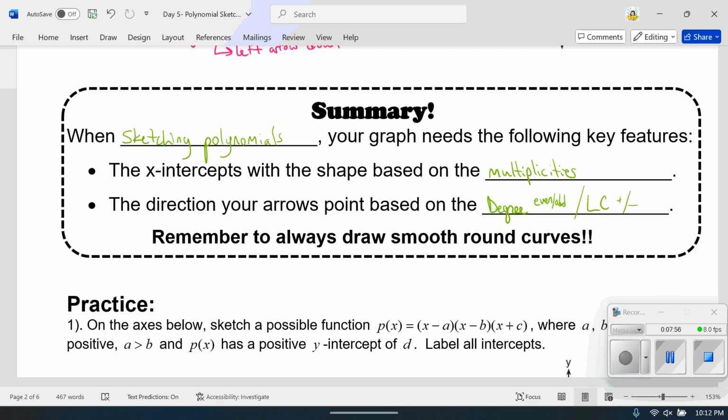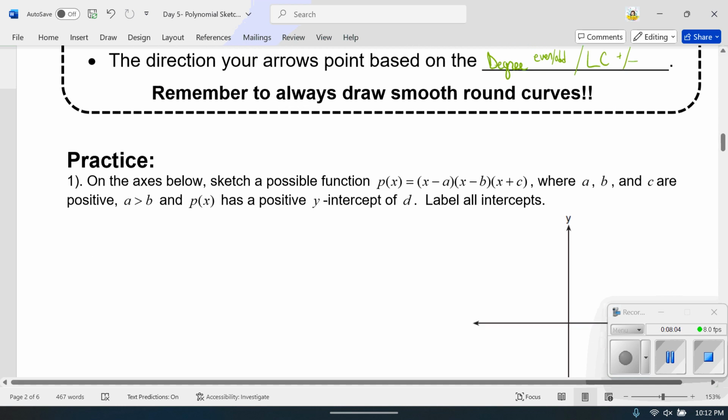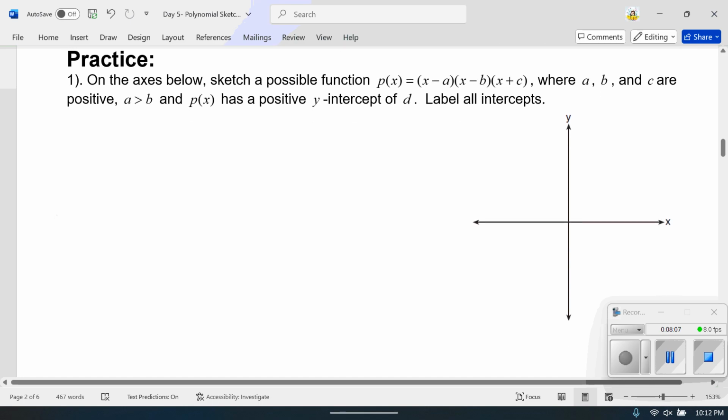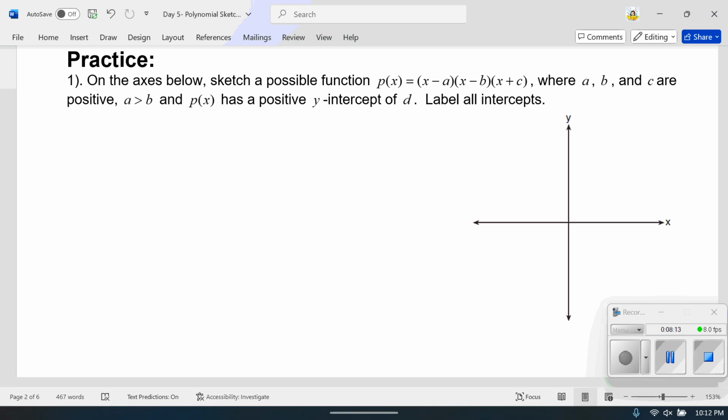I can't tell you how many people draw something like this and they just connect the dots. You will lose points for that. So let's try another one, a harder one. On the axis below, sketch a possible function where a, b, and c are positive. Okay, let's sketch the function of that equation.